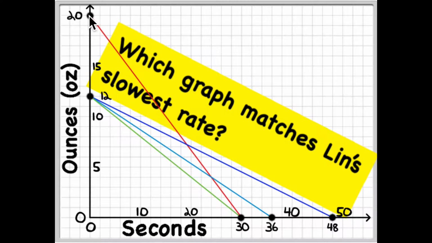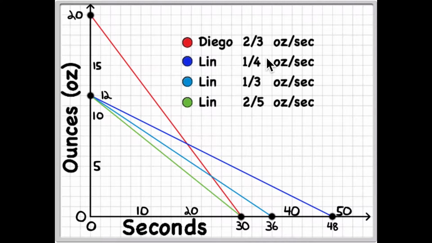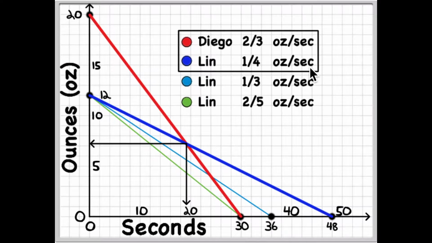So Diego drinks his drink at 20 ounces in 30 seconds. Lynn drinks her 12 ounces in 48 seconds, 12 ounces in 36 seconds, and 12 ounces in 30 seconds. So of course the slowest rate is when she takes the longest time, or 12 ounces in 48 seconds. That simplifies to 1 ounce every 4 seconds, or 1/4 of an ounce per second.